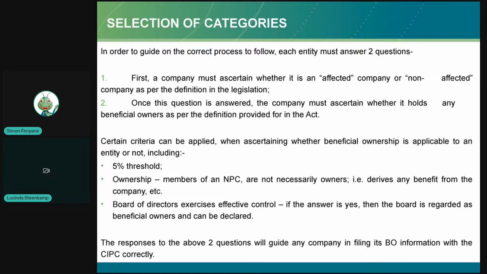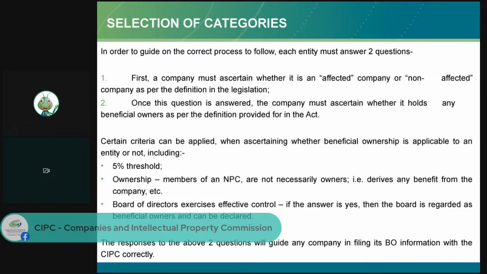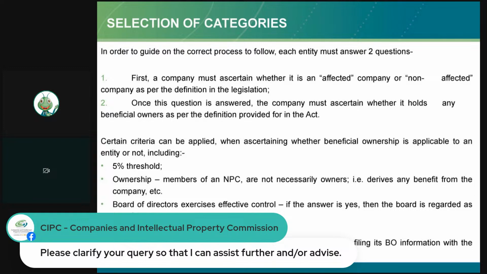Yes or no? If any of those questions are yes, then the category to be selected is an affected company. If all of those questions the answer is no, then we know we are not selecting the category of an affected company, and then we need to ascertain the second step, whether it is non-affected with beneficial ownership or non-affected without beneficial ownership.